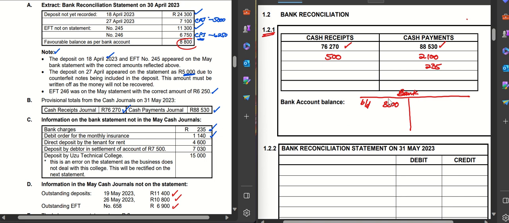The next one is a debit order for monthly insurance. So I'm going to come here. My monthly insurance is 1,140. So I'm going to come here, 1,140. That is my monthly insurance.